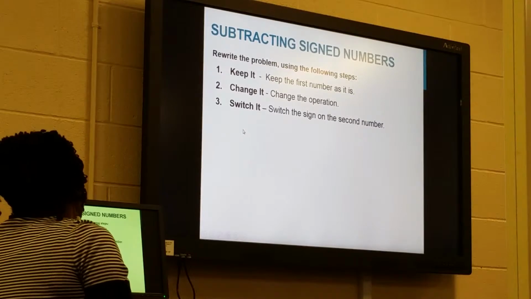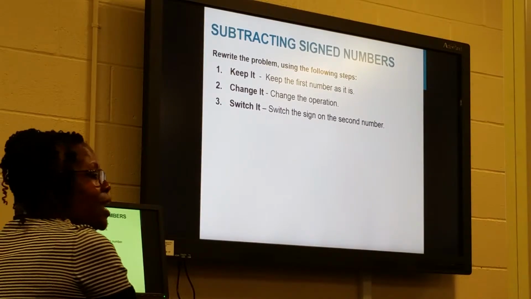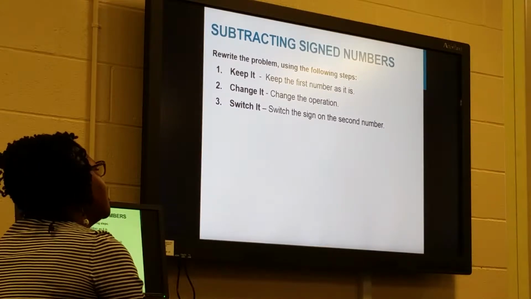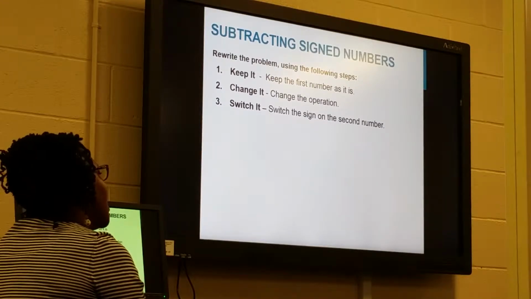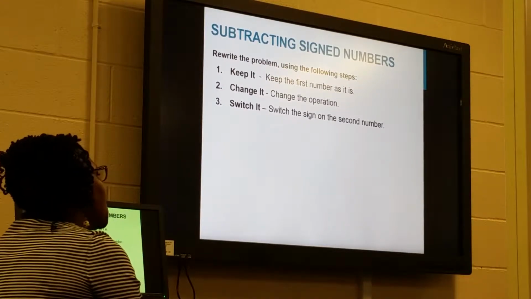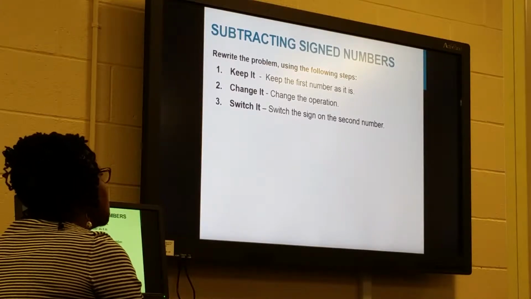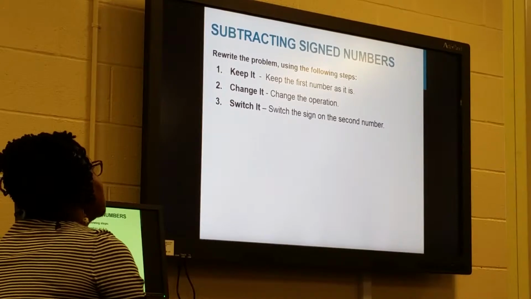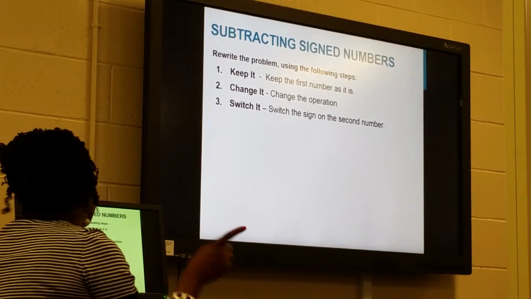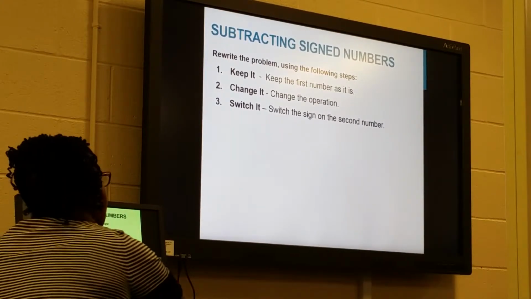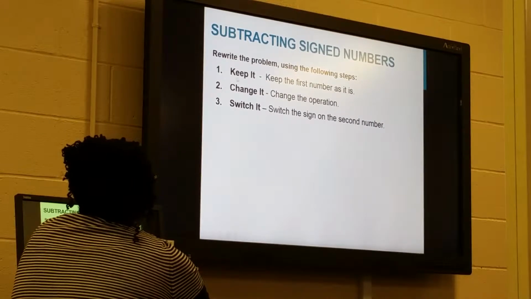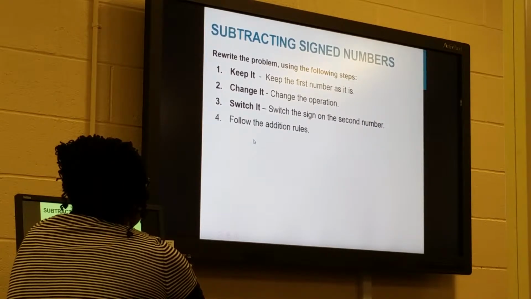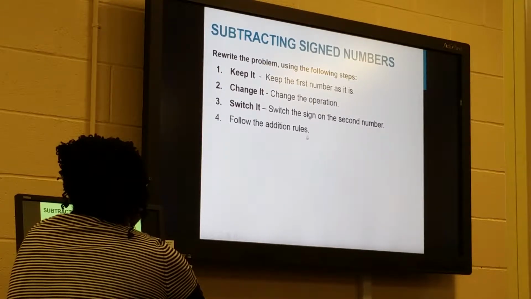Switch it. Change the sign of the second number. So if it's a negative 9, we change it to a positive 9. If it's a positive 8, we change it to a negative 8. Change the sign of the second number, not the first one. We leave the first one alone. We keep it as it is. Follow the addition rule.